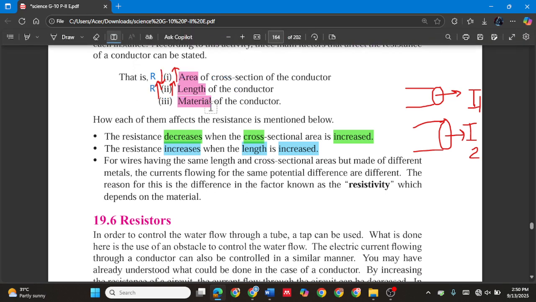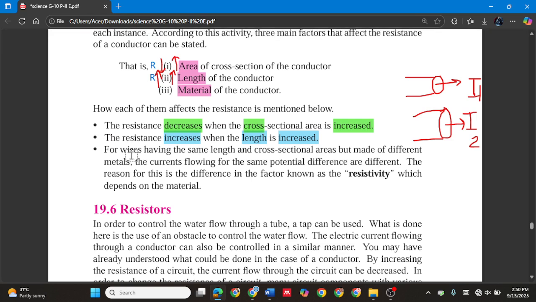හරිද? Then the material depends. For wires having the same length and same cross-sectional area but made of different metals, the current flowing for the same potential difference is different. එතකොට ඒක depend. අයන් වල එක ආගයක් වෙන්න පුළුවන්. අයන් වලදී එක කරන්ට් ප්‍රමාණයක් allow කරන්න පුළුවන්. කොපර් වලදී තව එකක්. මේ වගේ වෙනස් වෙනවා.